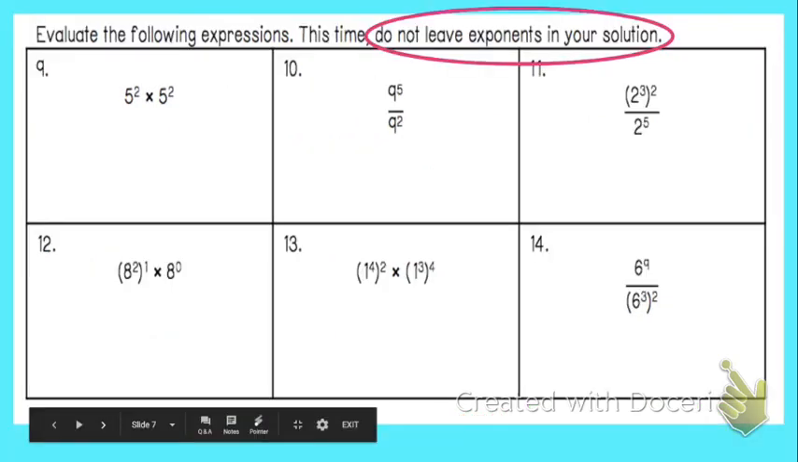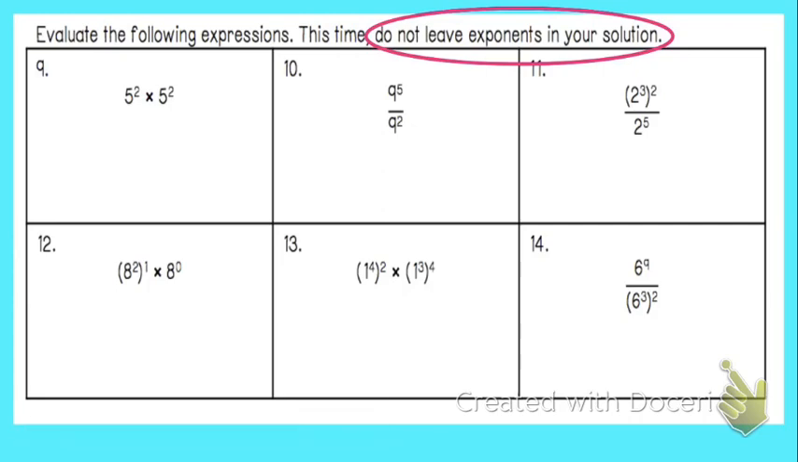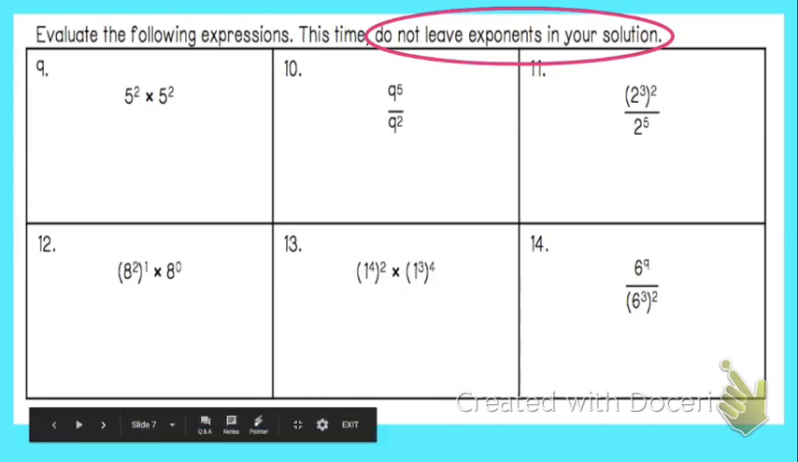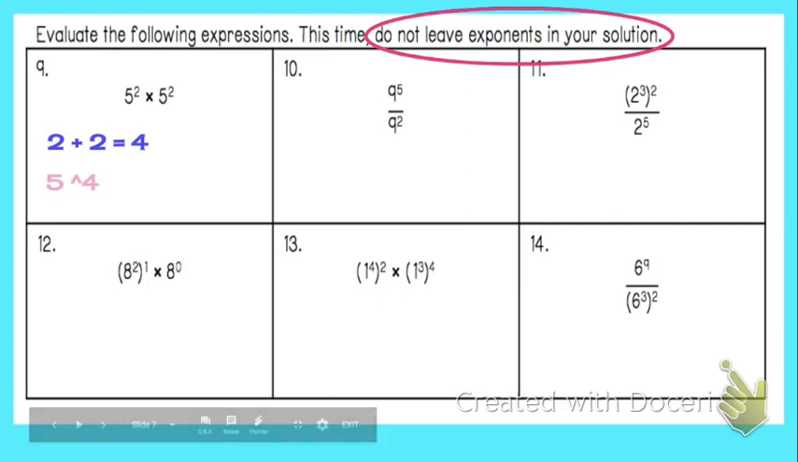So now it says evaluate the following expressions. This time do not leave exponents in your solution. So we have to simplify these. So 5 squared times 5 squared. We're going to add the 2 plus 2, which gives you 4. So we're going to end up with 5 to the 4th power. 5 times 5 times 5 times 5 is going to give us 625.